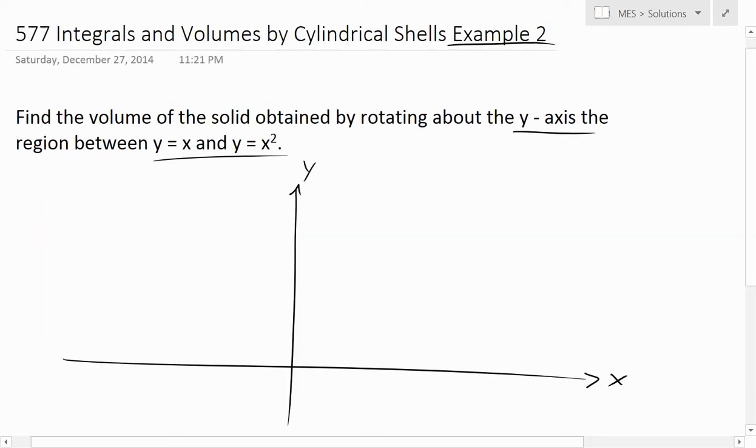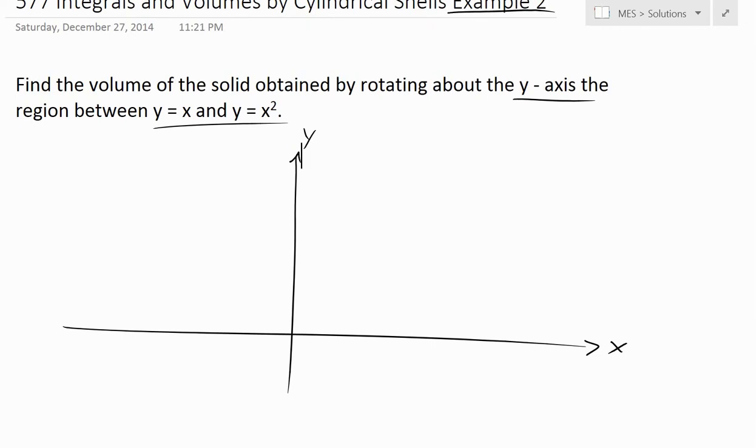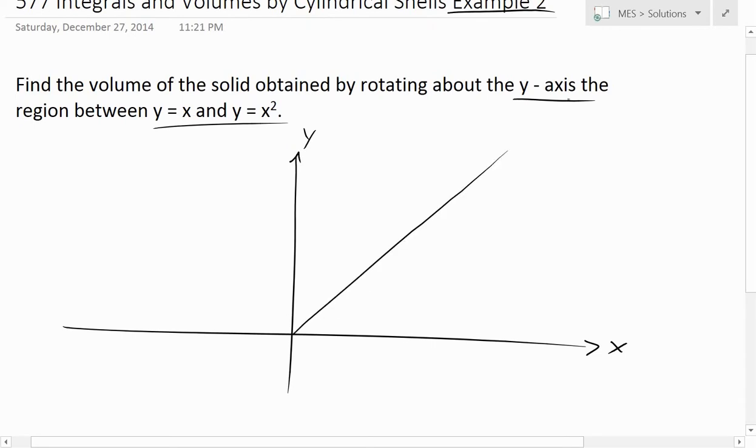Now if we were to draw this region, we know y equals x is just a straight line, so we draw it like that. That's y equals x, and y equals x squared is just a parabola. It goes down initially, it's less than y equals x initially, but then it goes upwards like that, and this is the region right here.